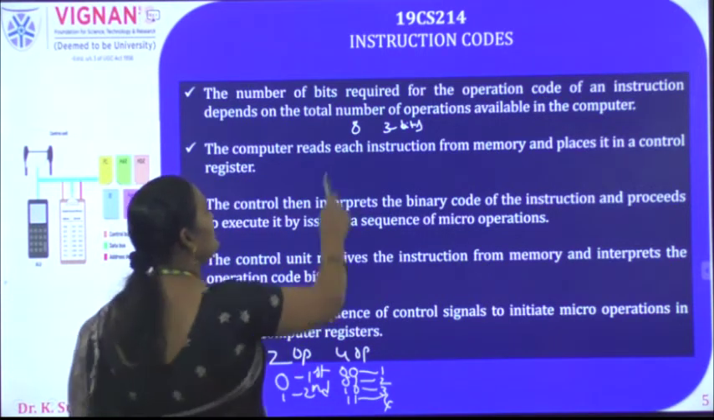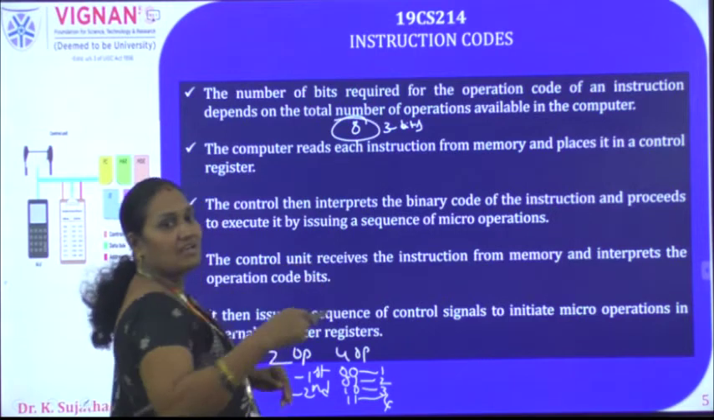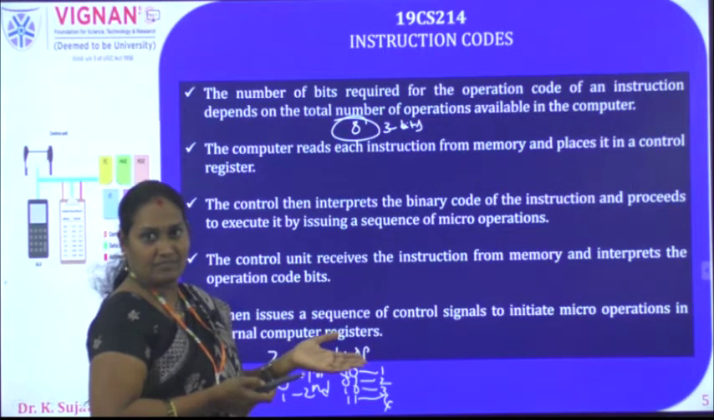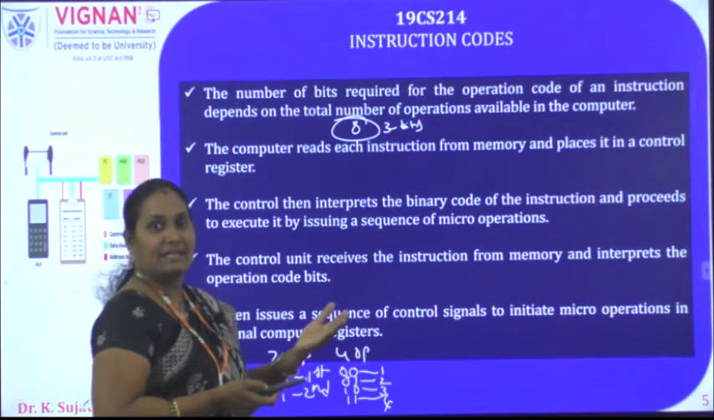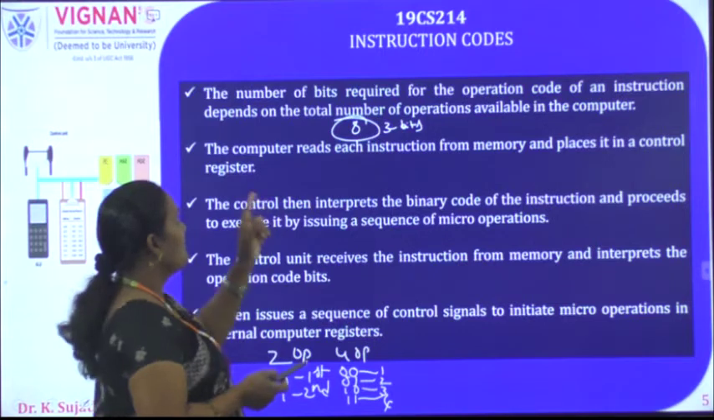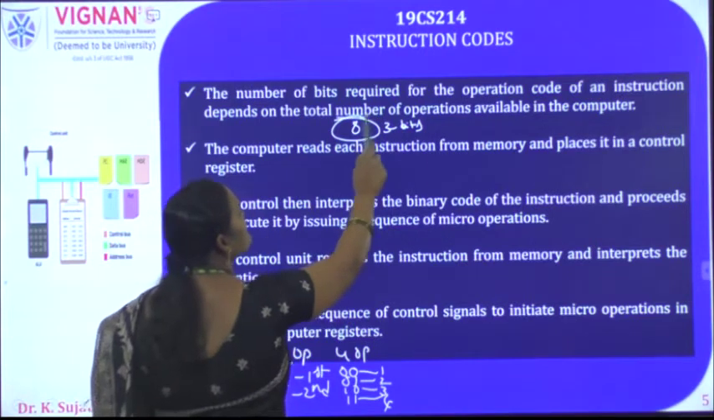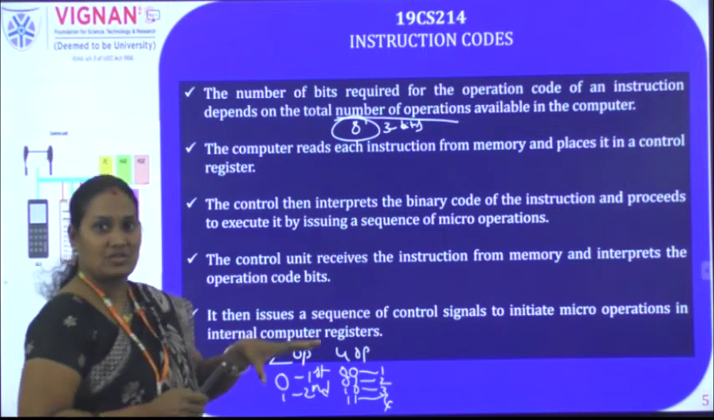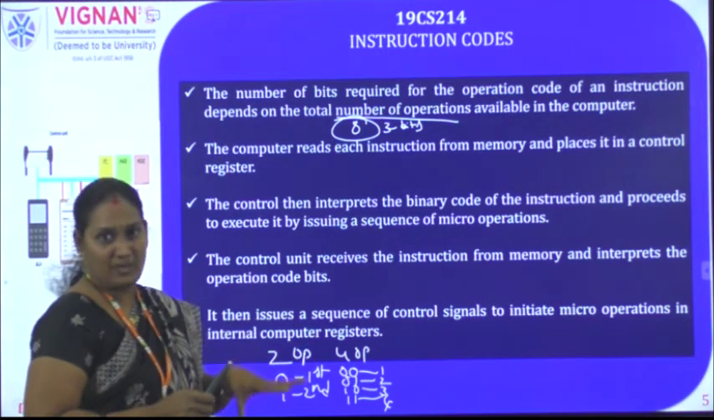In the same way, if your system contains 8 operations, we need 3 bits. If your system contains 16 operations, a set of 16 operations, then it needs 4 bits. Like that, based on the number of operations that are available in your computer, in the instruction code, we allocate space for the operation code.